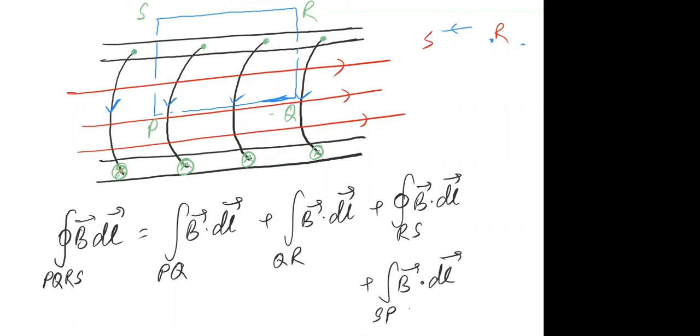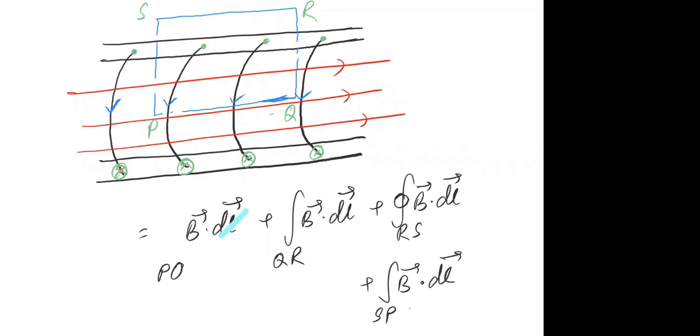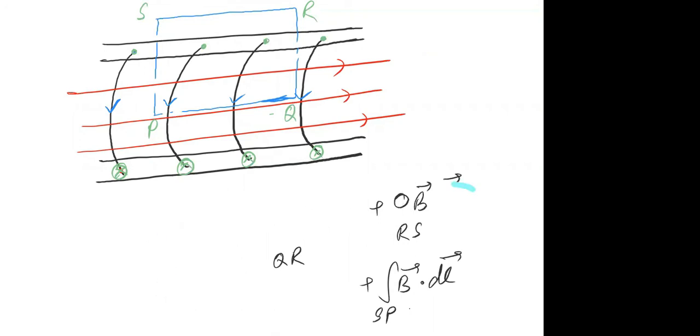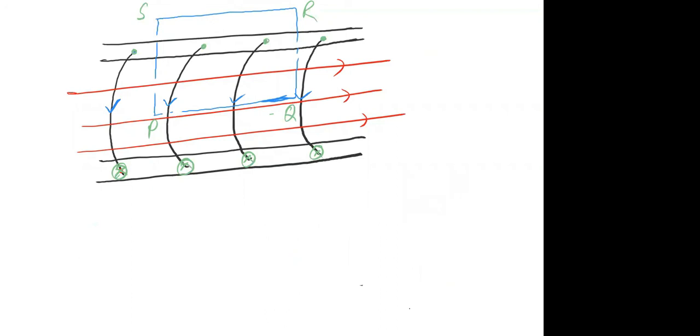Now I will be finding this integral one by one. I will first integrate for PQ, then for QR and so on. So let us understand one by one, and then I'll add them all up, right? But for that, first we'll find the integral for individual segments. So starting from PQ, the line integral of B dot dl for PQ.